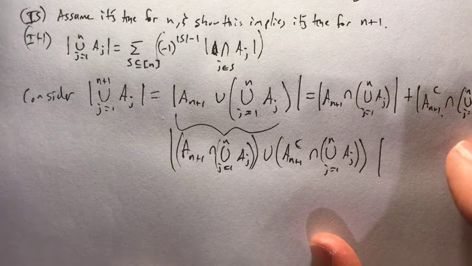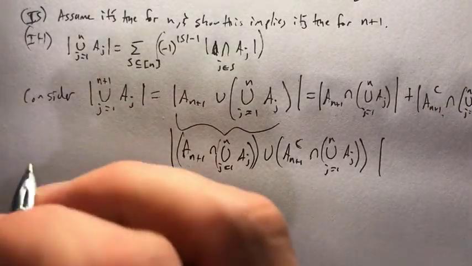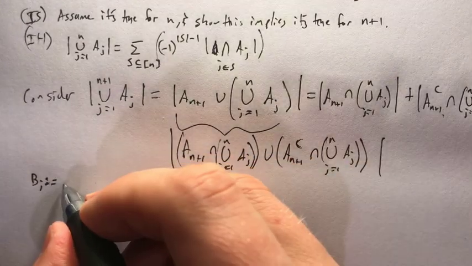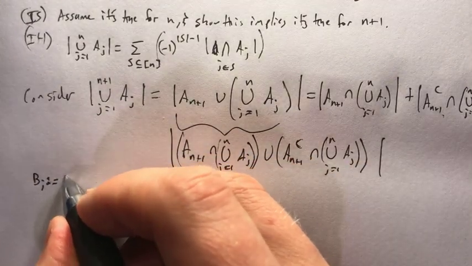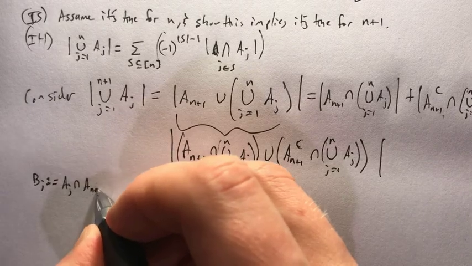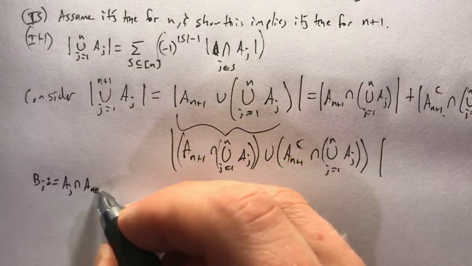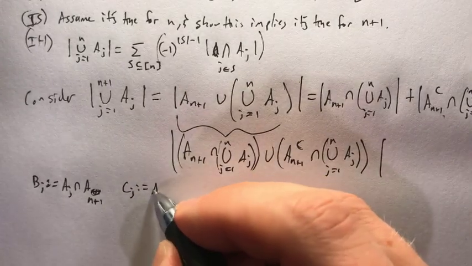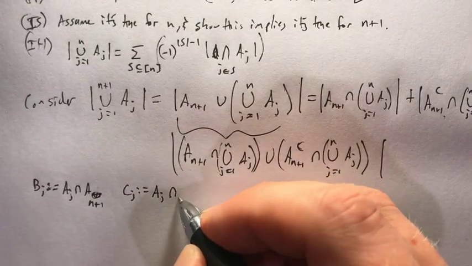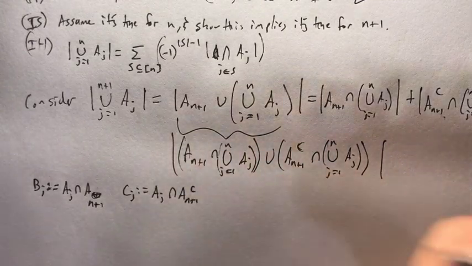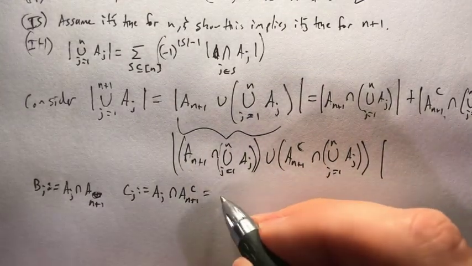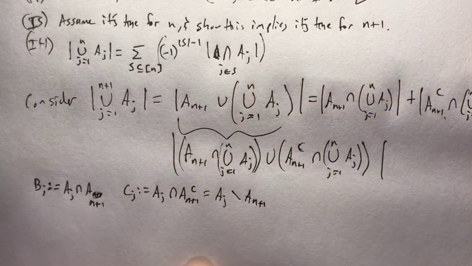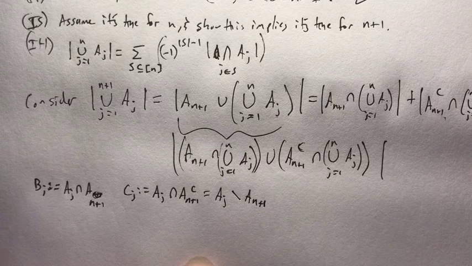is I will define a new family of sets. So I'll define B sub j to be A sub j intersect A sub n plus 1. And I'll define C sub j to be A sub j intersect A sub n plus 1 complement. Or I could write that C sub j is A sub j set minus A sub n plus 1. Either one of these is fine.